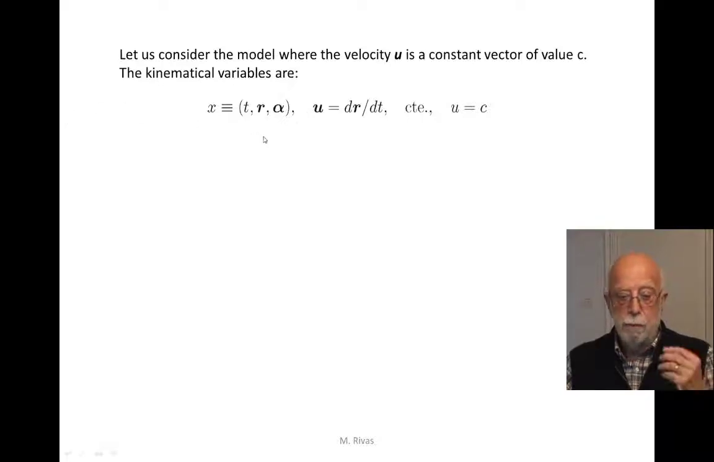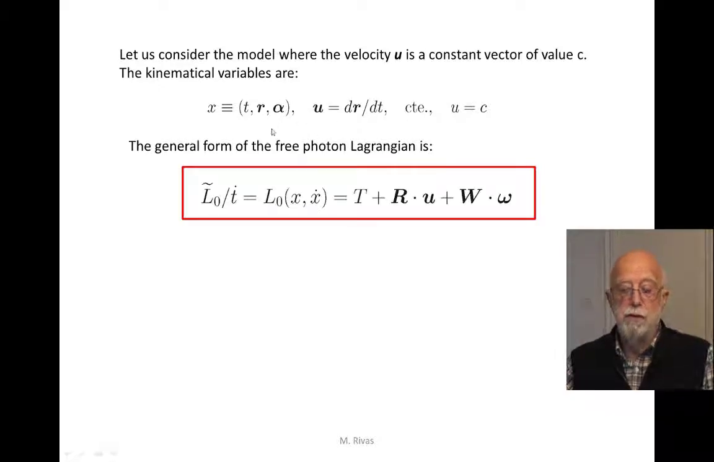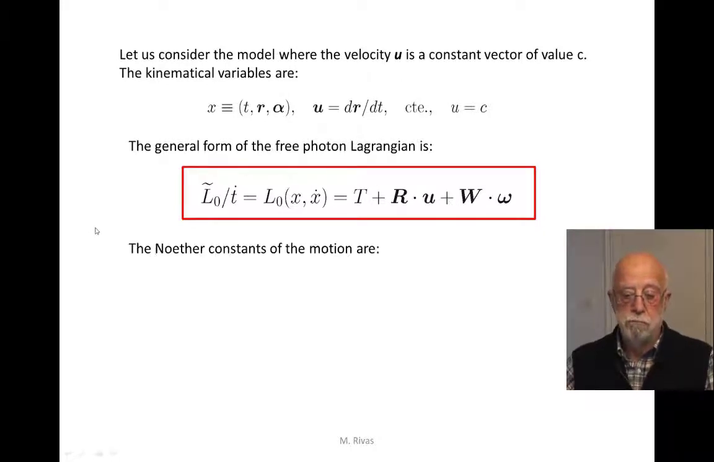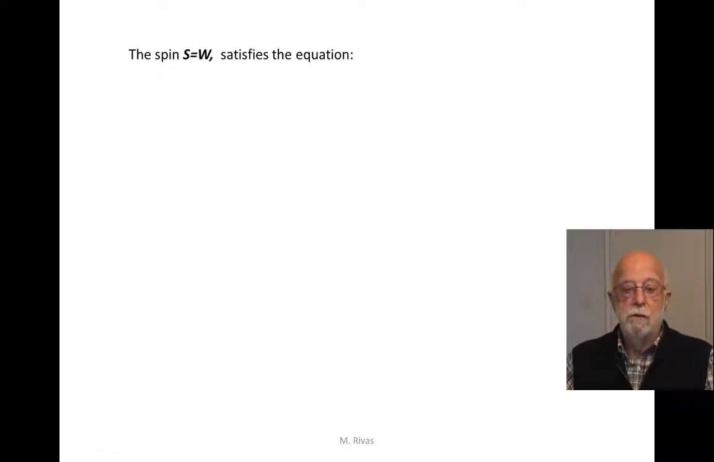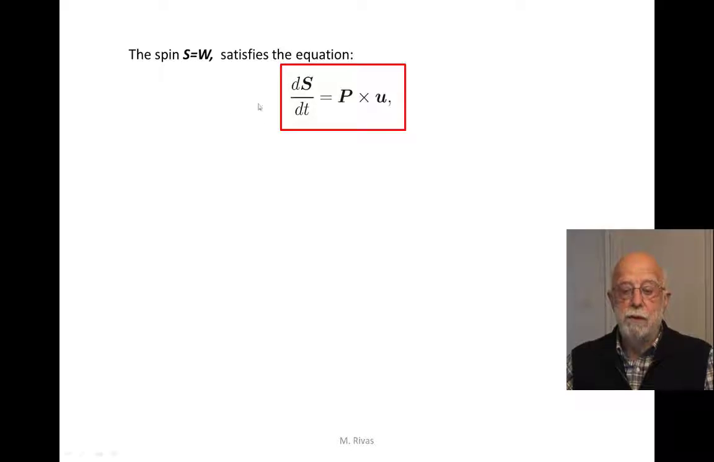Now that point is moving at a constant velocity c. So the general form of this free photon Lagrangian is this one. There is no term in the acceleration. And the Noether constants of the motion, as before, are these ones, but here what is left is the capital U functions which appear here. And now the spin is only the W part. Now, in this model, S satisfies the same equation as before. But now the difference is that U is a constant vector and P is another constant vector.